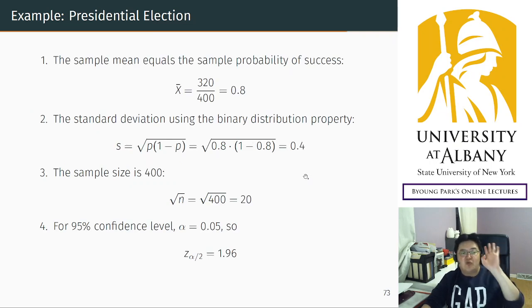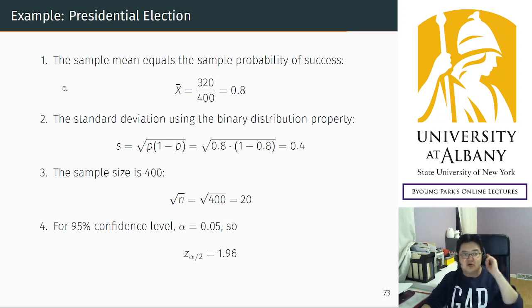First, remember, we need 4 things to construct the confidence interval. First, the sample mean. The sample mean in the binary distribution equals the sample probability of success, because the mean equals the probability of success. So in your sample, out of 400 voters, 320 said yes. 320 had success, which is 0.8, 80%. So the sample mean is 80%, which is the sample probability, 0.8.